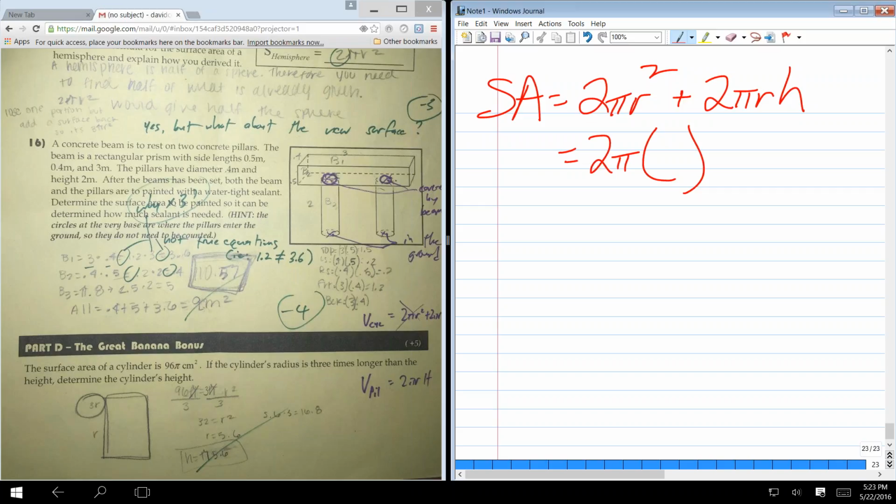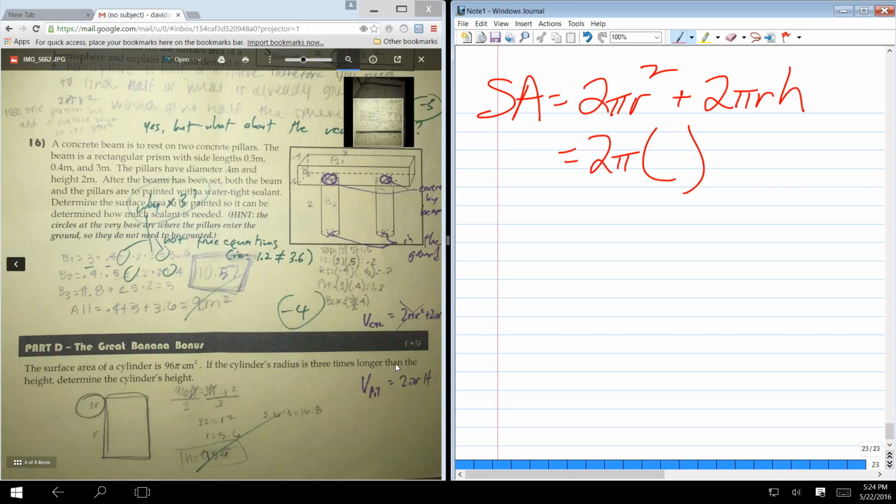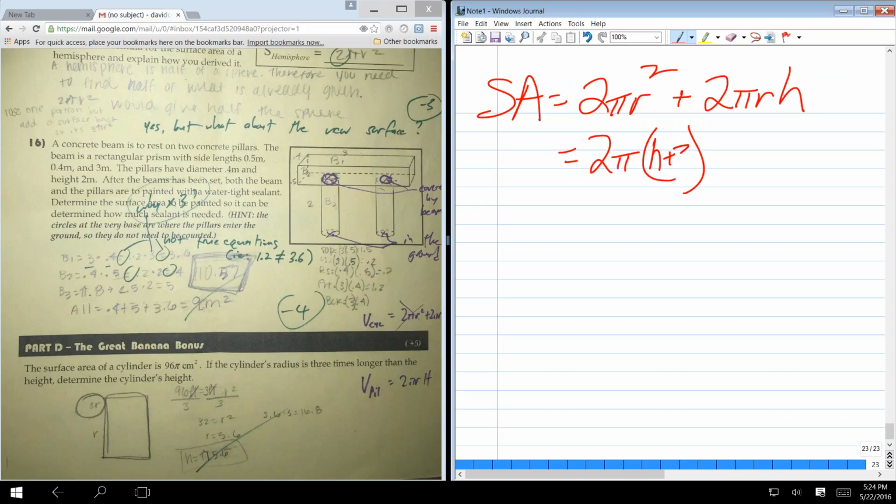Do lowercase h and then uppercase h, right? No, same h. There's very few problems where there's two different h's. If you had a hexagon as the base, you could say the apothem was h, maybe. But in this one, the h is the same. But what is r? R is 3 times longer than the height. So isn't r h plus 3?